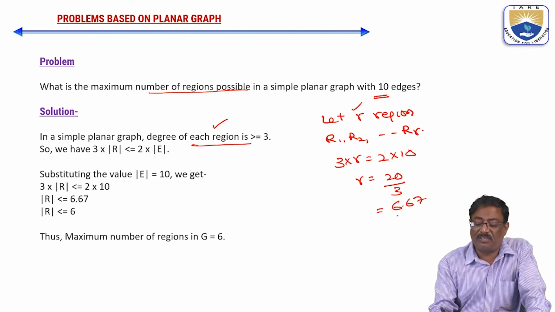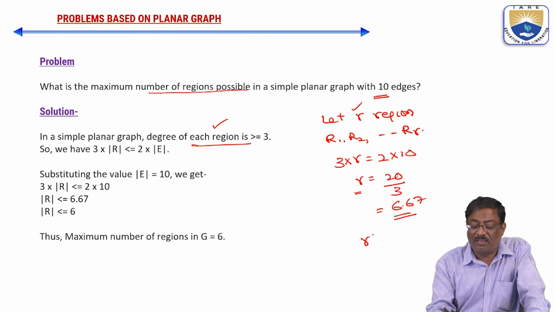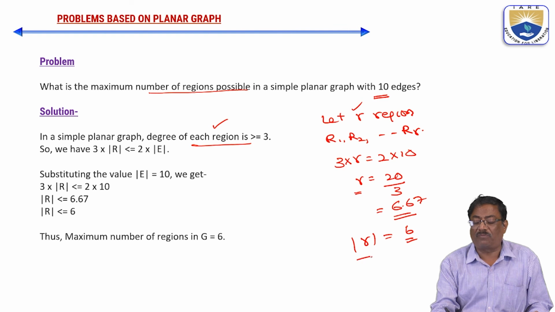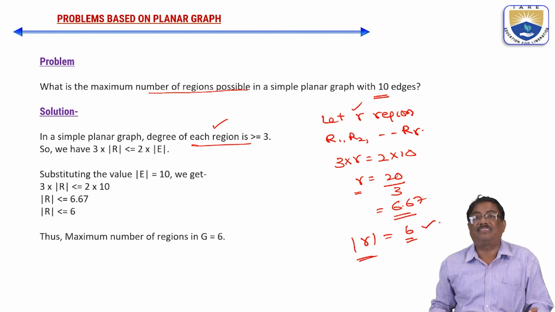Now, it's a fraction. So what is the maximum number of regions? We are going to take the floor of this, so we get 6. The maximum number of regions is 6.